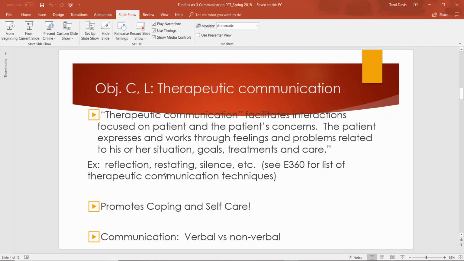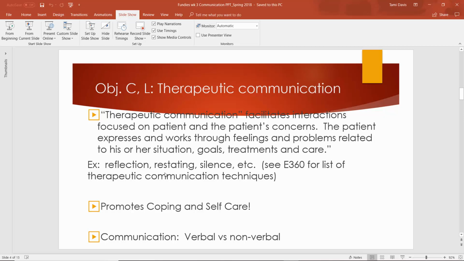Less words is less confusion. Timing and relevance. Poor timing is going to result in poor communication. So if your patient is having acute pain, you probably want to manage the pain before you try to do the therapeutic communication, because that's going to affect their ability to participate fully in it.